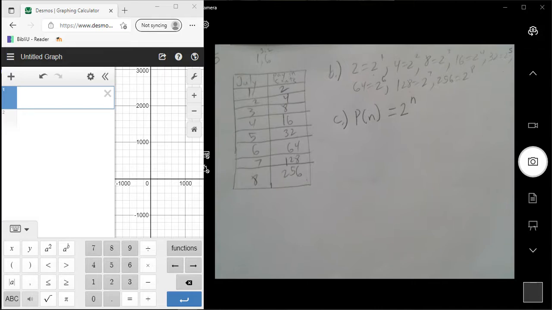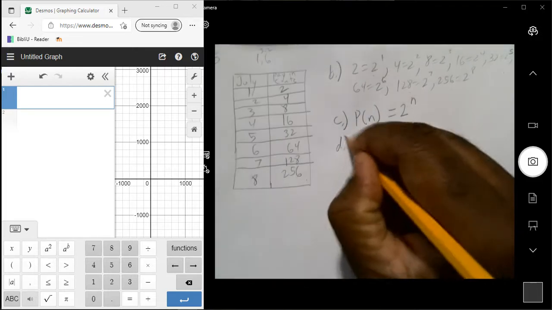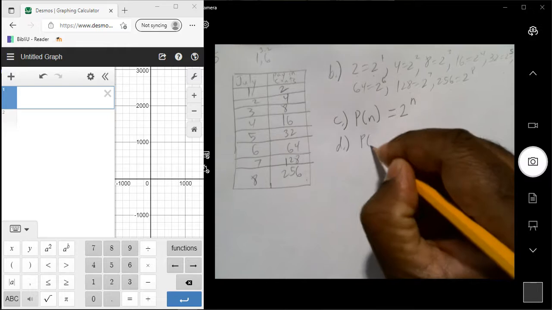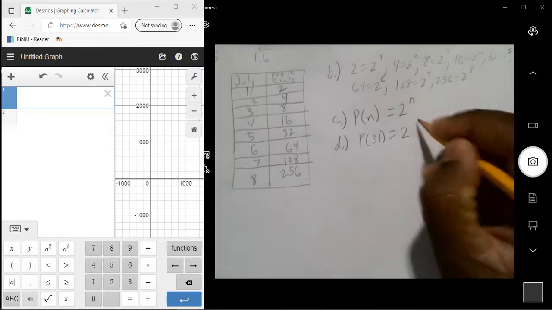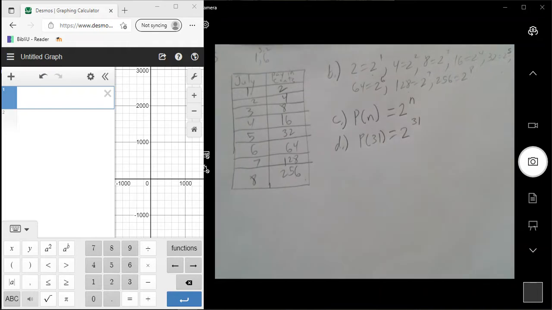Now we go here to D. How much will he earn on July 31st? Be sure to indicate the units of your answer. Was it a good idea to hire him? Explain. Okay, so for D, you'll put P of 31, because remember our n is the same as the date in July. So this would be 2 to the 31st power. So we'll put this in our calculator.